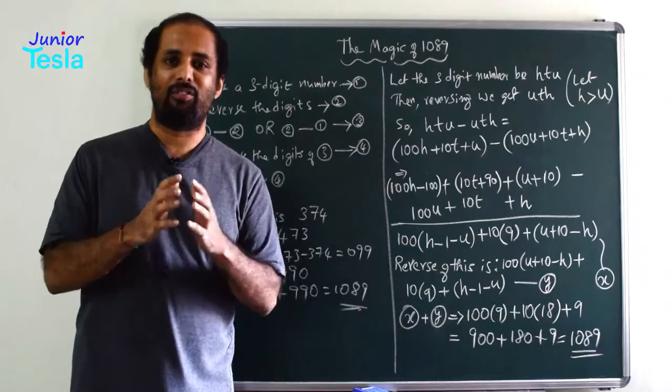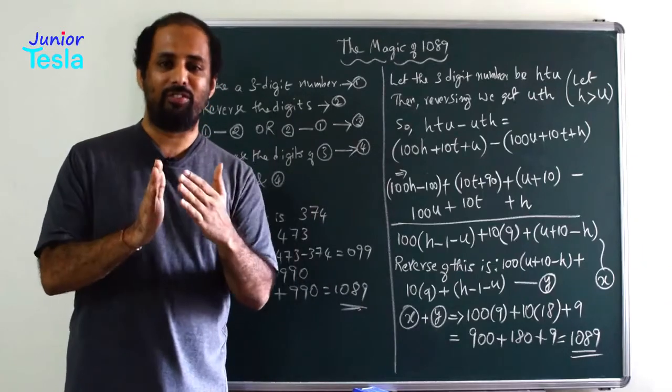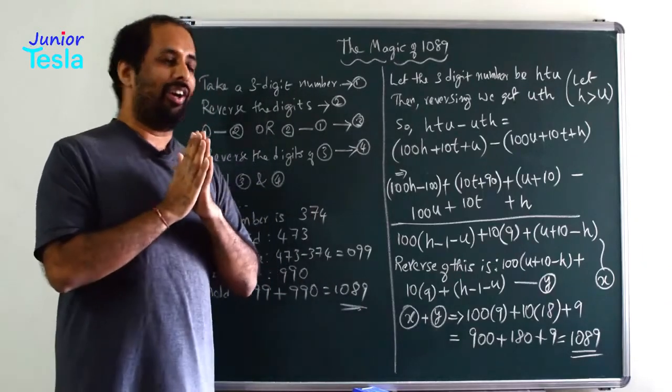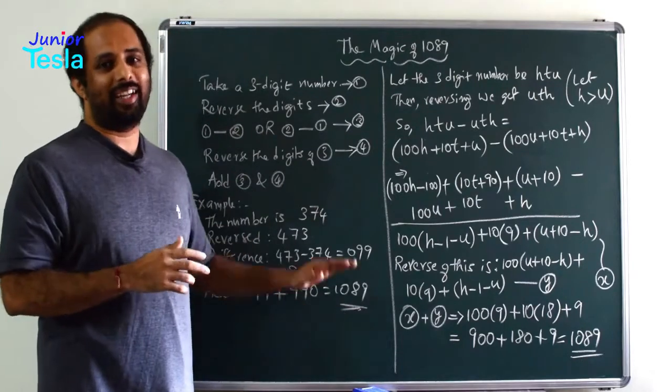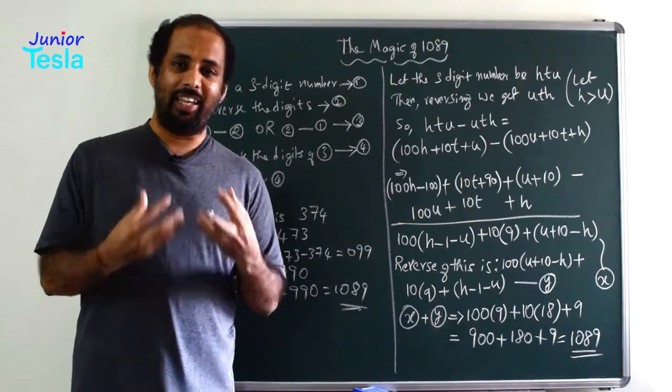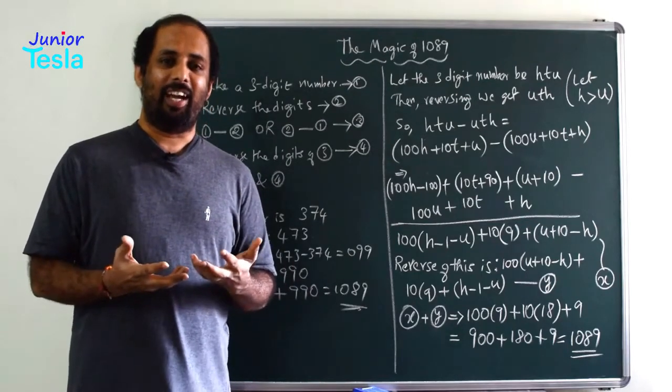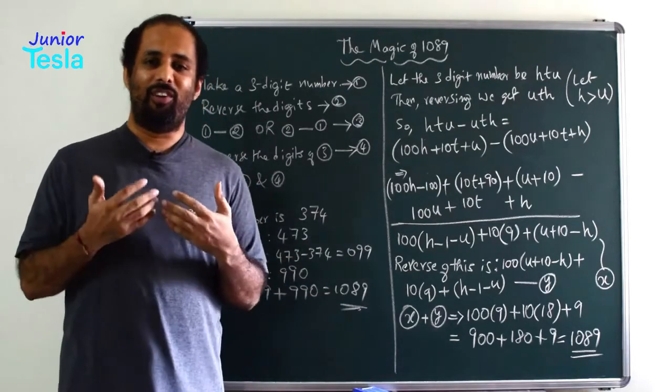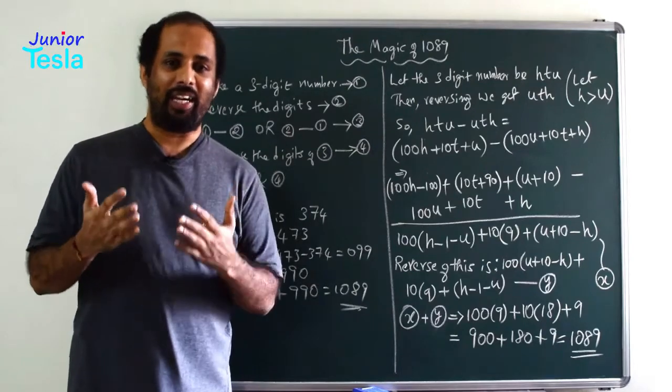So you add these two numbers, and when you add them, the sum is 1089. You can pause the video and try with any 3-digit number and do this process. You always end up with 1089.